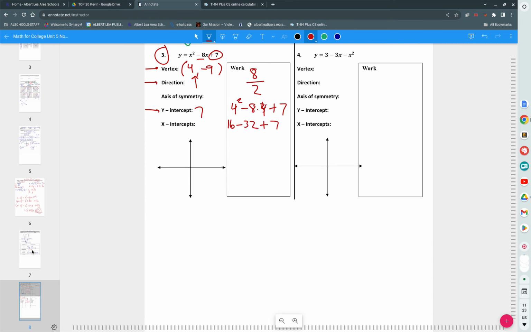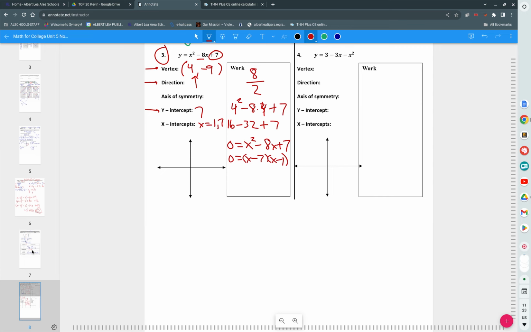Okay, we'll get to that. I'm going to find the x-intercepts. I set it equal to 0. 0 equals x squared minus 8x plus 7. Okay, how does that factor? x minus 7 and x minus 1. So what are my two solutions to that? x equals positive 7 and positive 1.